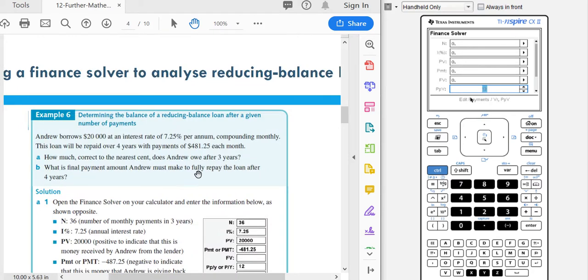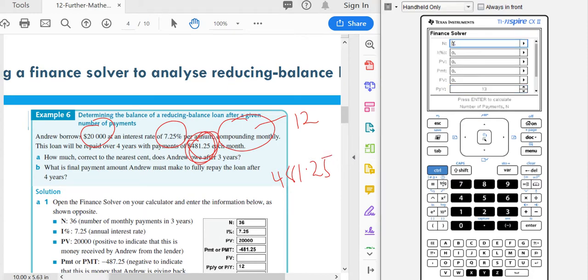Andrew borrows $20,000 at an interest rate of 7.25% per annum compounding monthly. That's important: monthly, 12. The loan is to be repaid over 4 years with payments of $481.25. Fantastic. Without even doing the question yet, what I need to do is put this somewhere here. So let's input some of this data into the calculator first.